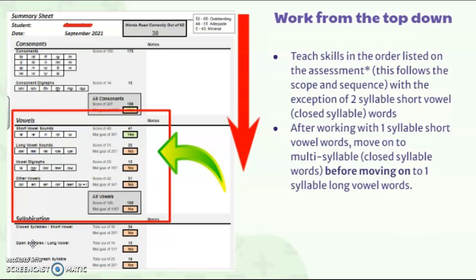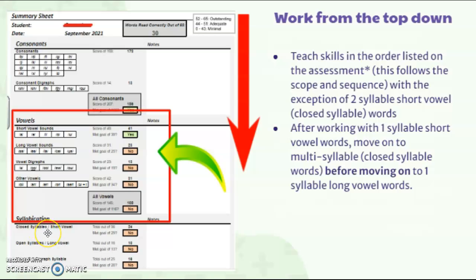When you do short vowel words with one syllable, the table of contents and scope and sequence prompts you to go down to closed syllables in multisyllable words. So these are words that have two syllables and they have short vowel sounds.